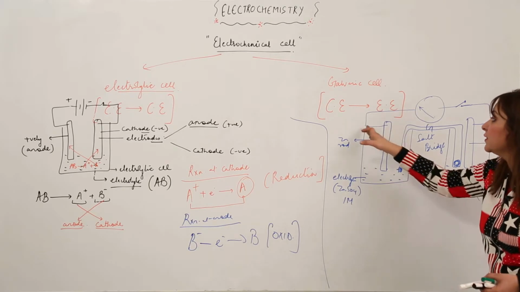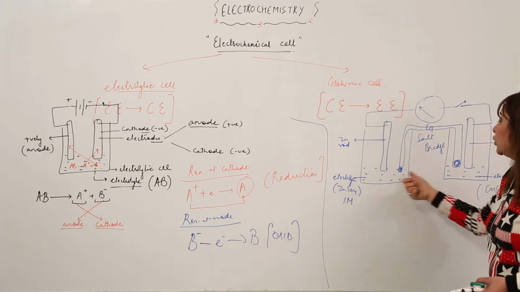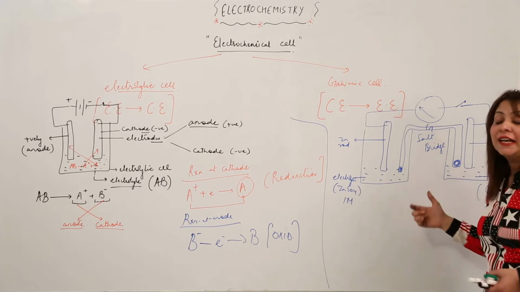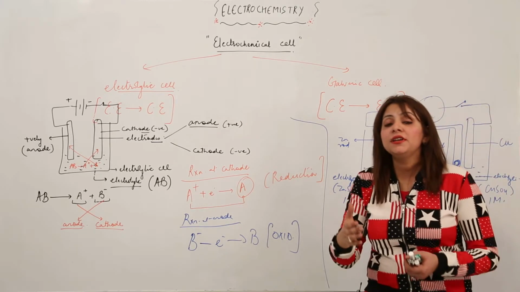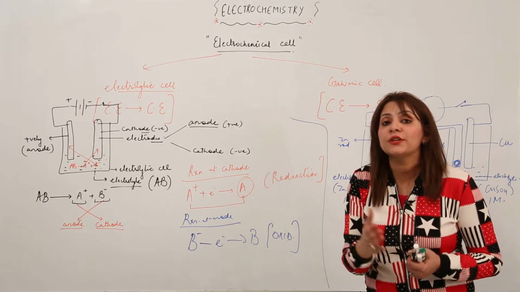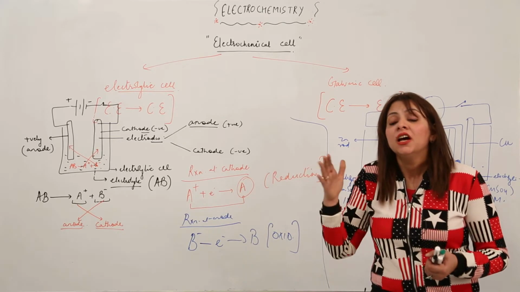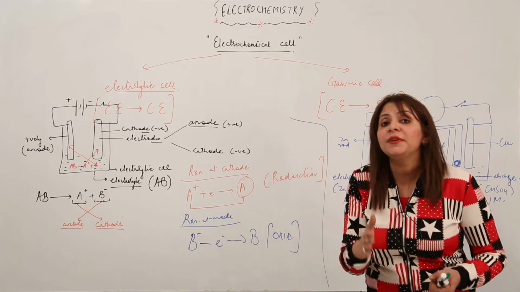As you can see, the external circuit is connected by means of a wire. The salt bridge is also connecting the solutions, and it serves an important use: it keeps the solutions electrically neutral and keeps the cell performing its function. But how, we'll be taking up later.